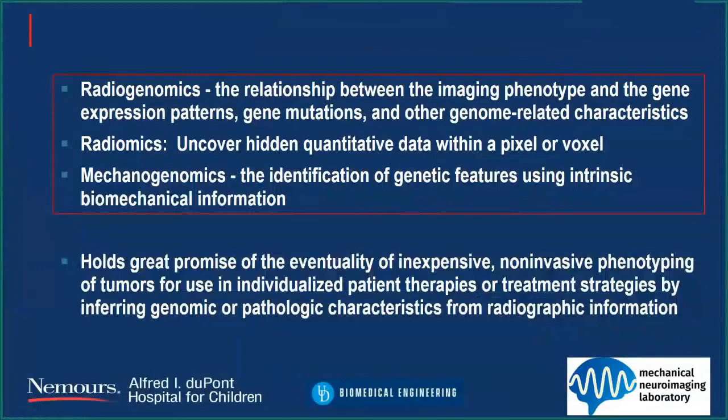Mechanogenomics is a recent term where we can use biomechanical information, for example, data acquired from MR elastography, which we are going to talk about in the next couple of slides, and correlate this information with the underlying genetic abnormalities. What all these newer approaches do is hold great promise for inexpensive, non-invasive phenotyping of tumors, which can be used in individualized patient therapies or treatment strategies.